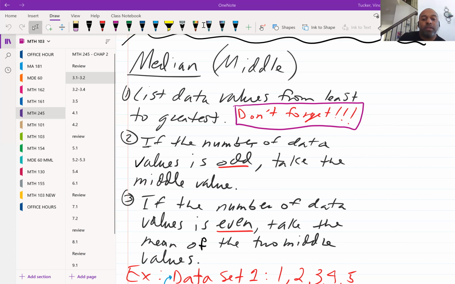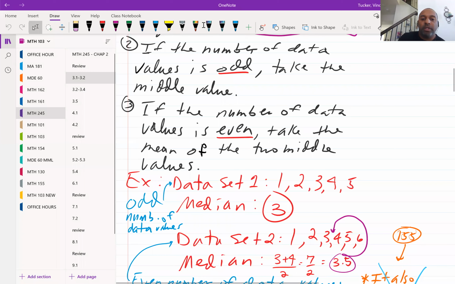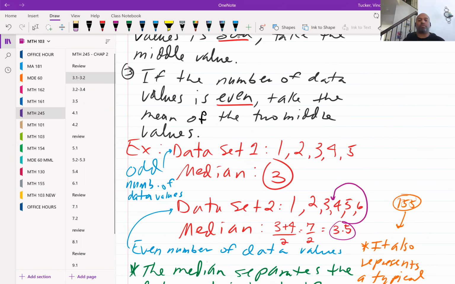All right, scrolling up some. So let's look at our first set of data, data set 1. If we have 1, 2, 3, 4, 5, then we would just take the middle value, which is 3, and that's the median. Data set 2, if I had 1, 2, 3, 4, 5, 6, since it's an even number of data values, I don't have a legit middle number. So what I would do is take the two middle numbers, which are 3 and 4, add them together and divide by 2. And that'll give me 3.5. And you notice that would be right there in the middle of 3 and 4.